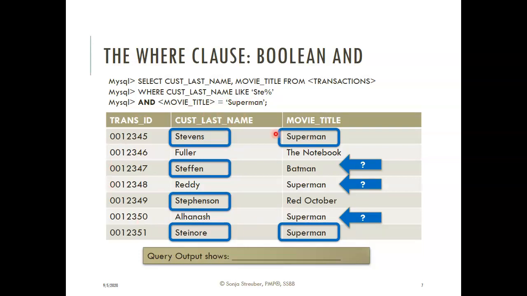Now, this is our transactions table. Are we going to see Stevens and Superman? What about Fuller and The Notebook? Probably not. But here we have Stefan and Batman. Reddy and Superman? Maybe. Stevenson, Red October, Al-Hanash and Superman? Steiner and Superman, we know that we're probably going to see that. But what about these three here? What do you think? And the answer is, we're going to see only the first and the last row.